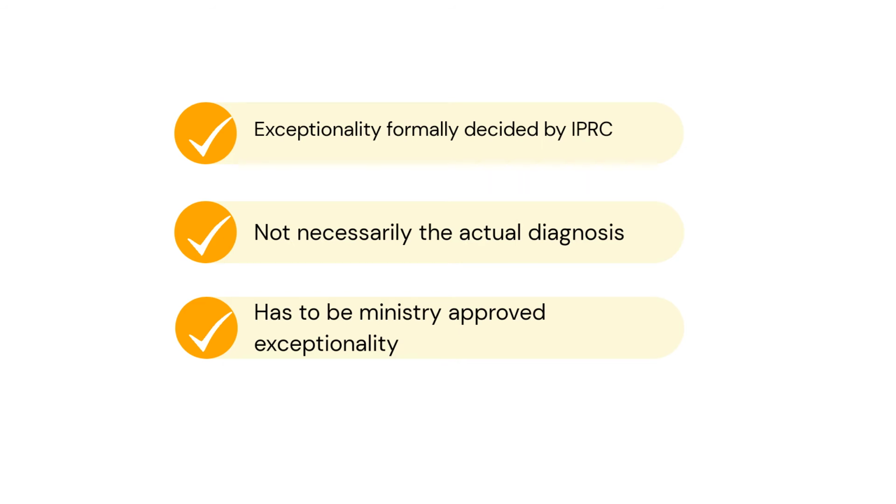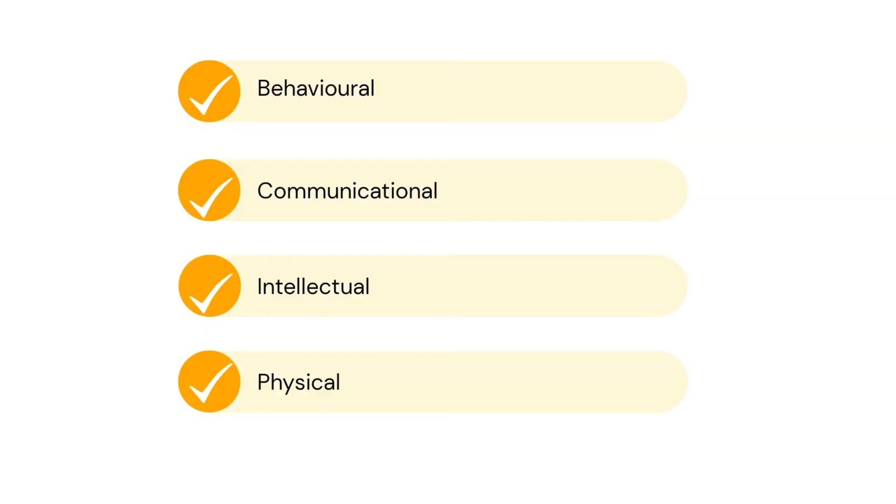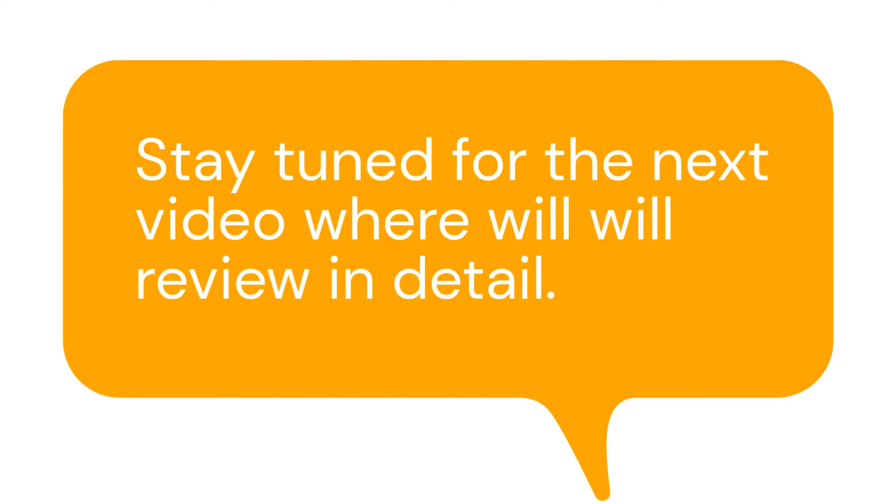The ministry-approved exceptionalities include behavioral, communicational, which can cover autism and language impairment, learning disability, intellectual, which will cover giftedness and developmental disability, physical, which will cover blind and low vision and physical disability, and multiple, which will cover multiple exceptionalities. We will take a look at these in detail in our next video, so stay tuned.